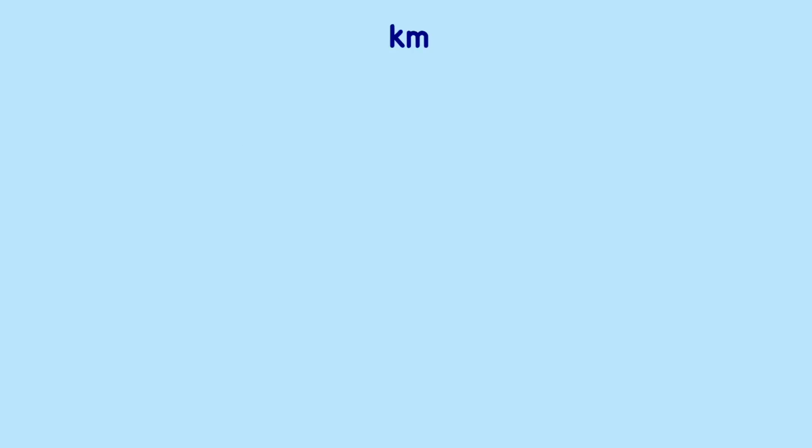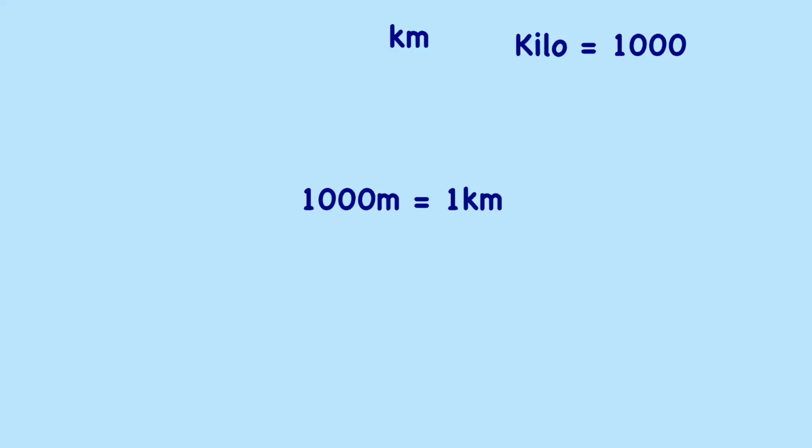What about kilometres? Well, kilo also means 1,000, so that's a good way to remember that there are 1,000 metres in a kilometre. If I measure the distance from my house to the swimming pool, I know that that's 5 kilometres. So what will this be in metres?